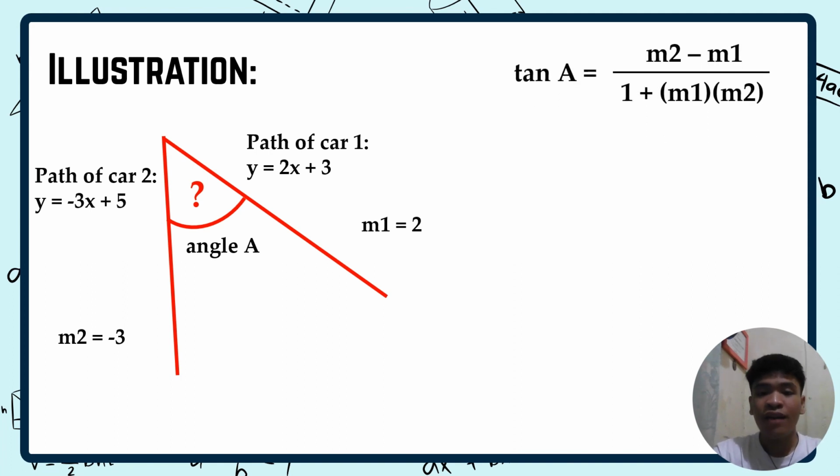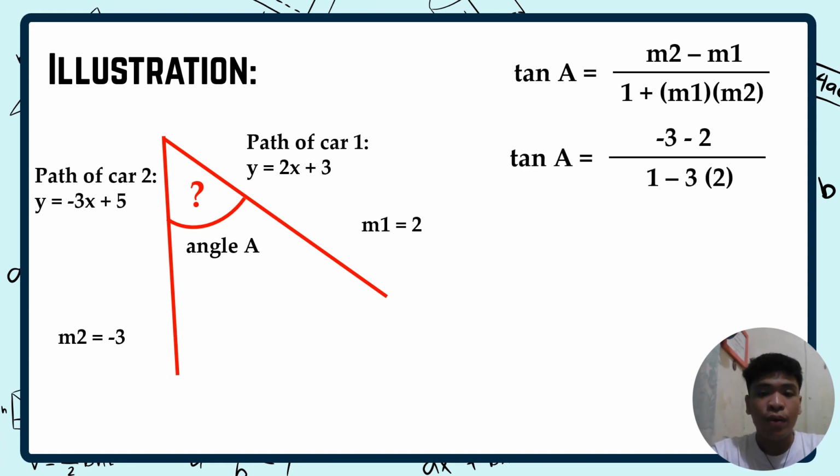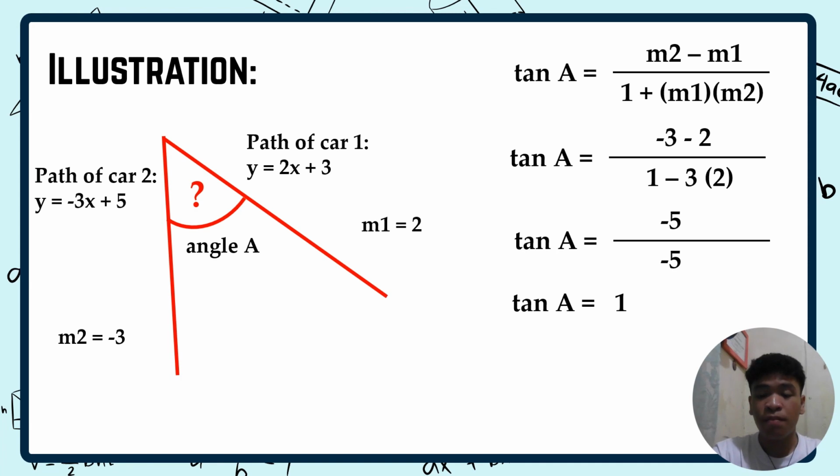For us to solve angle A, we would use this equation, which would be tan A equals slope 2 minus slope 1 all over 1 plus the product of slope 1 and slope 2. And with that, let us plug in the values. Tan A equals negative 3 minus 2 all over 1 minus the product of 3 times 2. And that would be negative 5 all over negative 5. If we simplify this, it would be tan A equals positive 1.